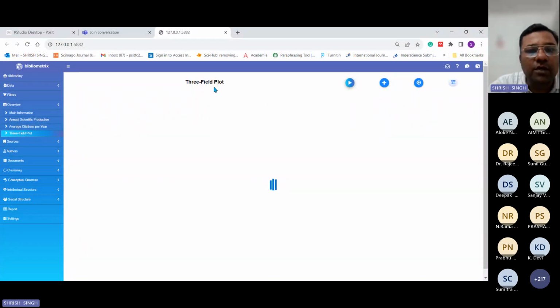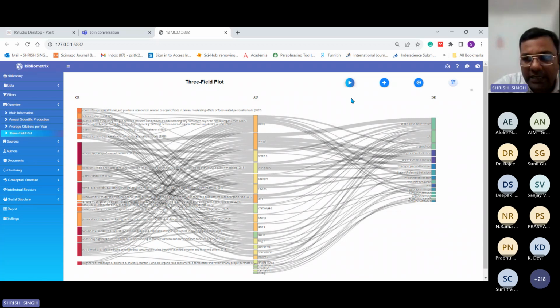So what is a 3 field plot? Suppose you want to analyze 3 parameters: authors, country, or references. You can use these 3 parameters together in a single graph, the threefold. Now it is visible. You can see over here that there are 3 field plots, means 3 basic fields. So what are these 3 basic fields? You can just click on this options icon. Are you able to see this options icon?